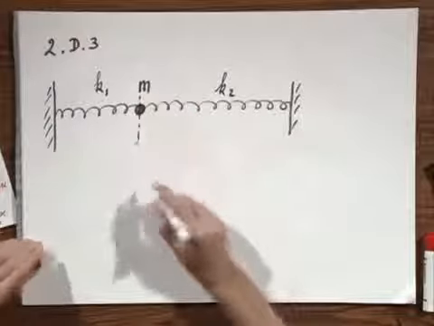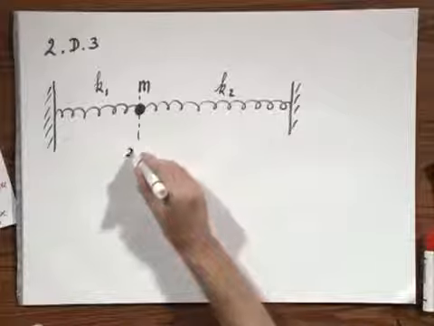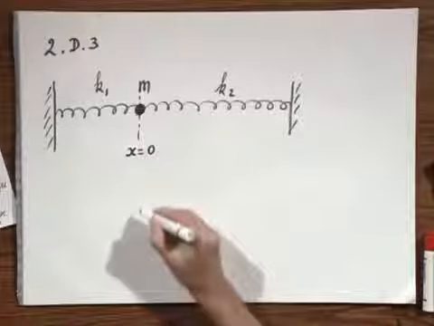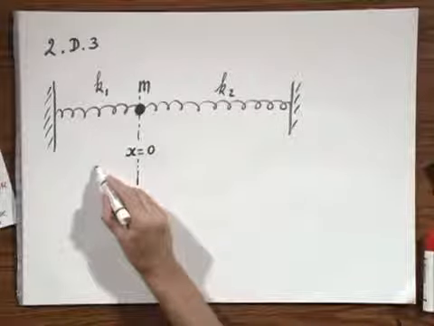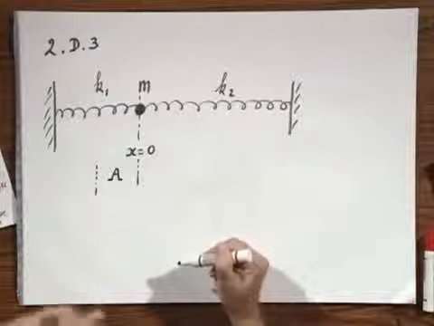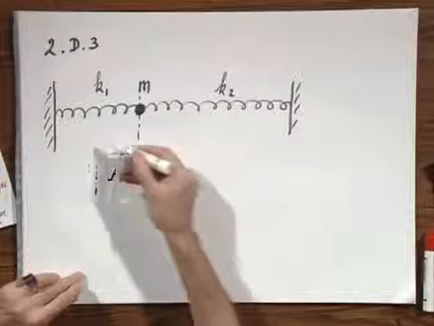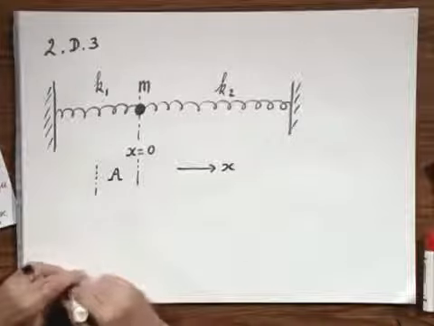This object is in equilibrium, lying still on the table. I call this x equals 0. And I'm going to place this in the minus x direction over a distance A. A in the minus x direction, I call this the plus x direction.